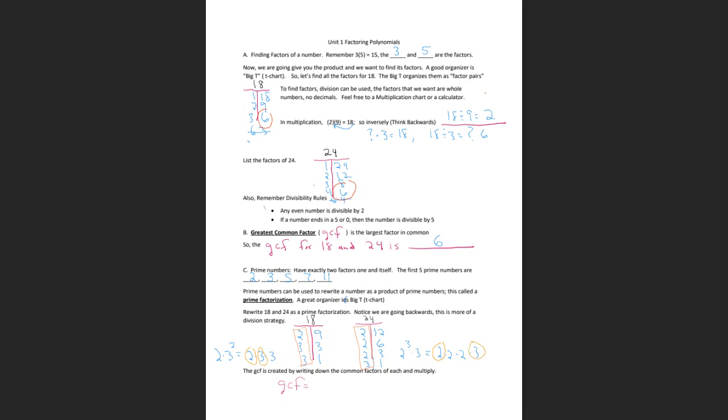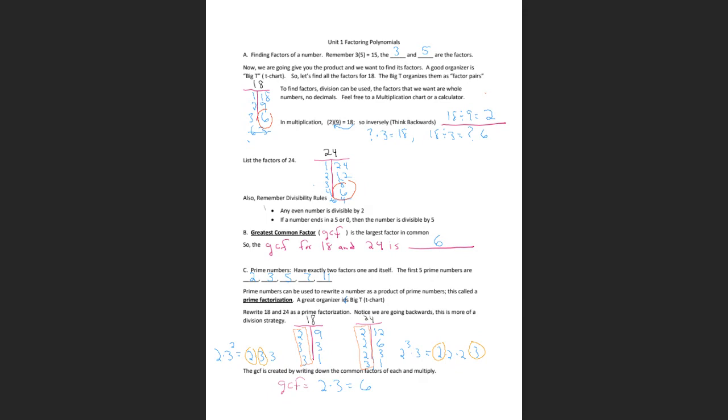So our GCF becomes the factors that are in common, which would just be that 2 times 3, and that would also give us that 6. So if we just list the factors of each number, we can see that the largest one is 6. Or if we do a prime factorization and identify the common factors, that's another way to identify the GCF.